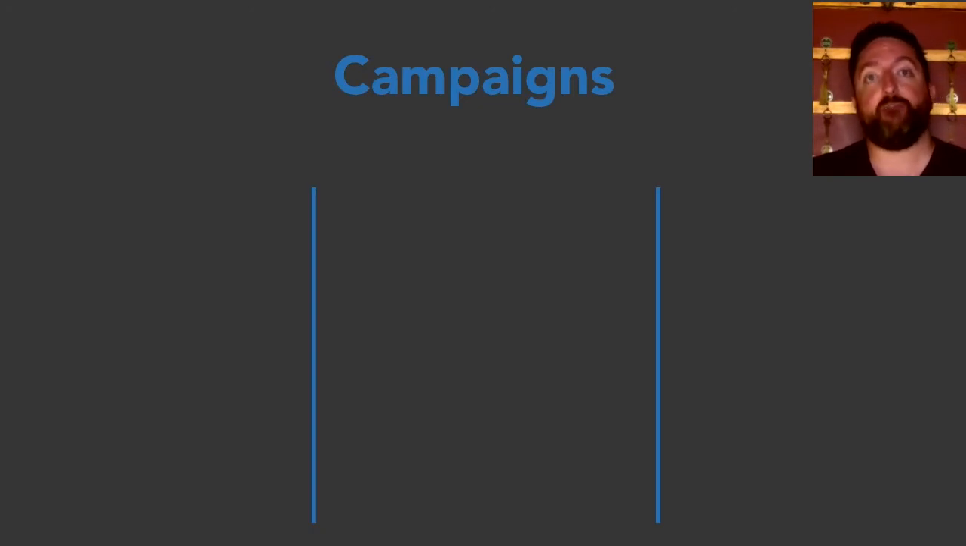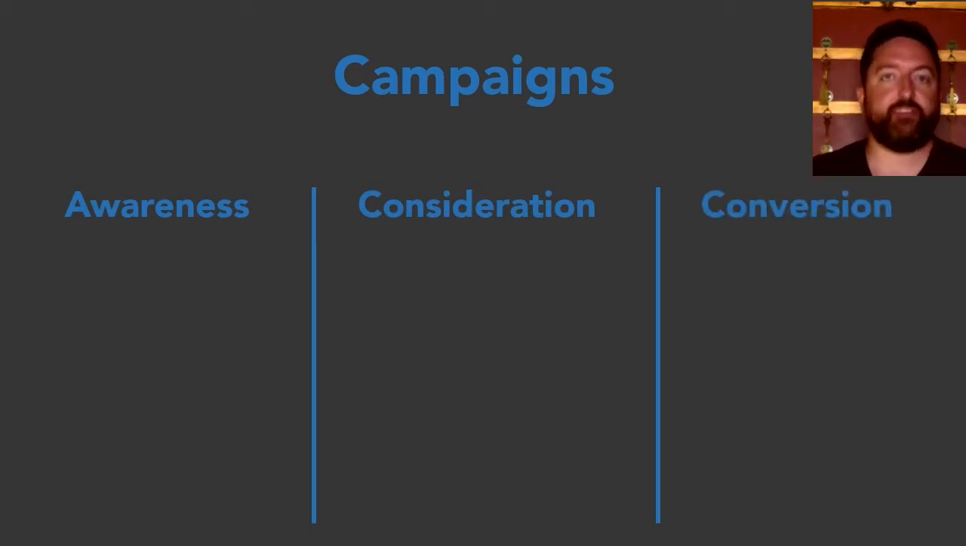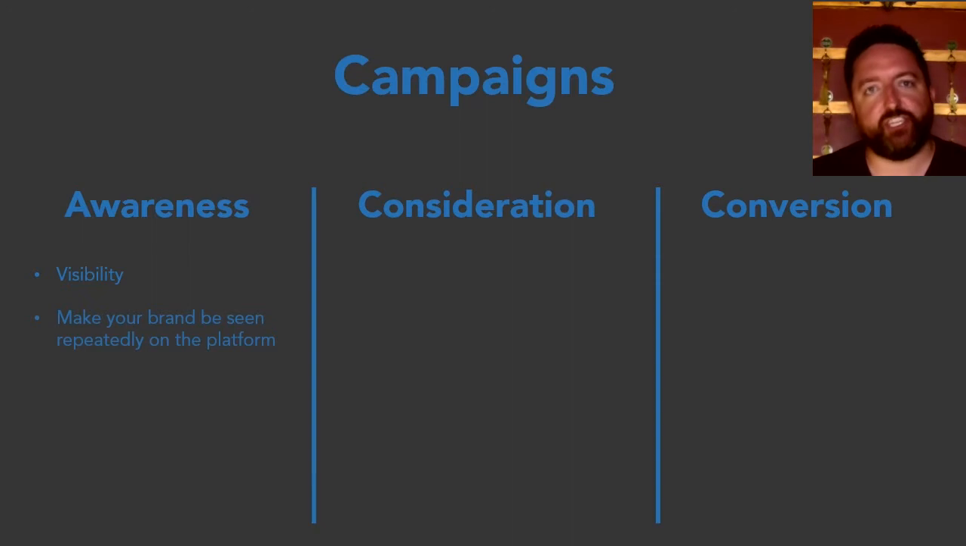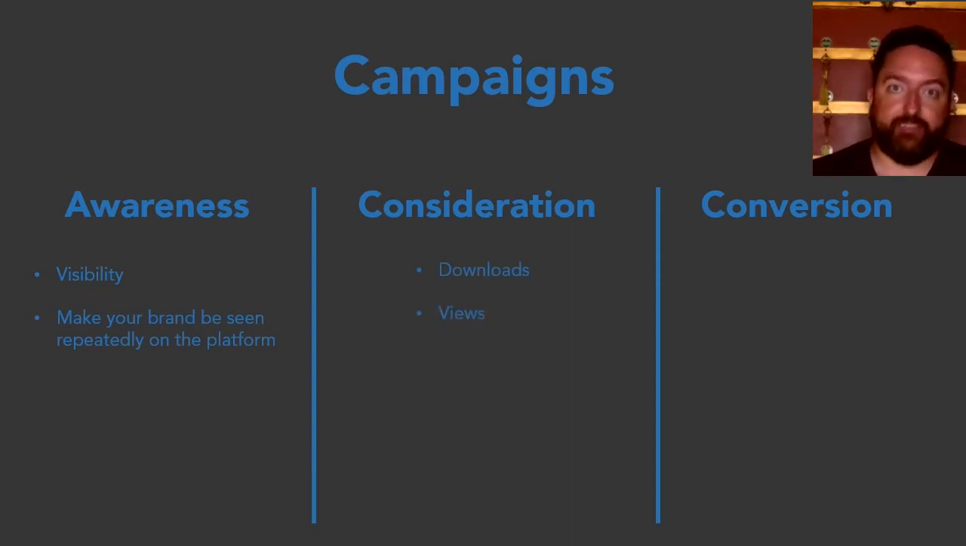Basically, you have awareness, consideration, and conversion. As an example, for awareness, what you would want to do is simply create visibility for your brand. So you would want to have as many people as possible see your brand repeatedly. Consideration would be, for example, if you have an app to download. So you want people to download your app if you have one, or see a certain video, or have them interact and comment, like, share a specific image or video or whatever.